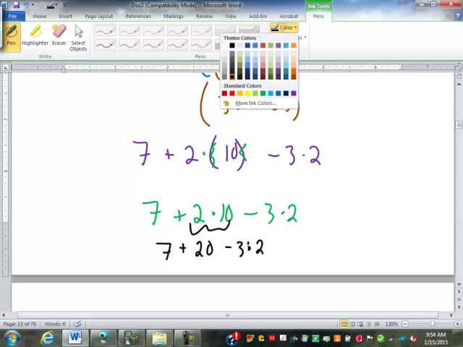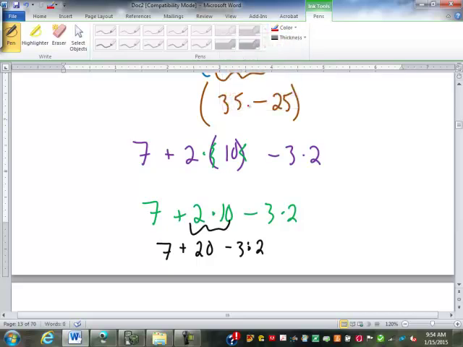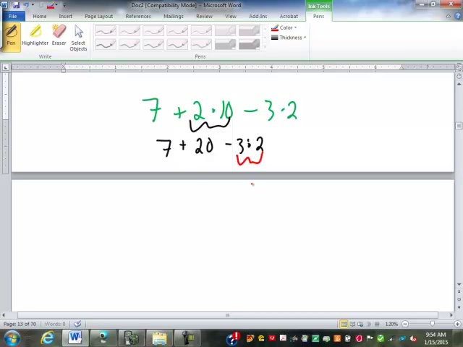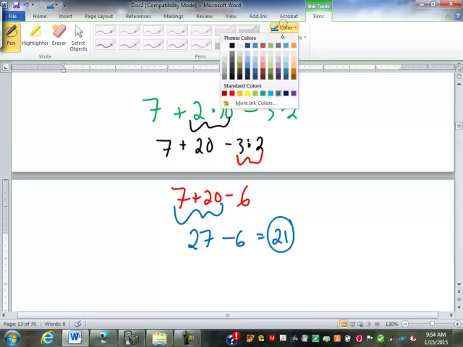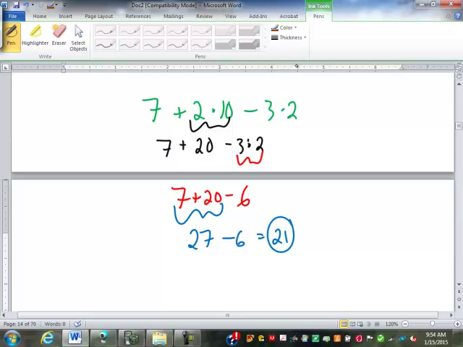Since there was more than one multiplication, again, I'm going left to right. Now I have the 3 times 2, which is 6. And I'm down to just addition and subtraction. So 7 plus 20 is 27. Minus 6 is 21. That's it. See how simple it is?